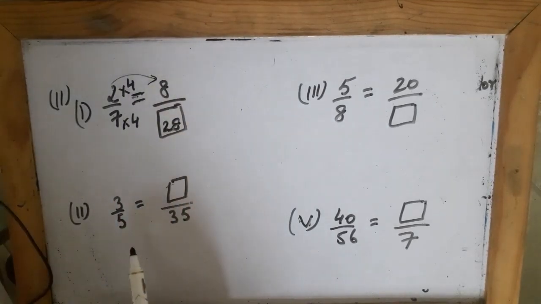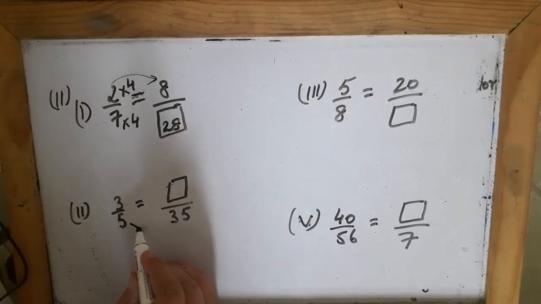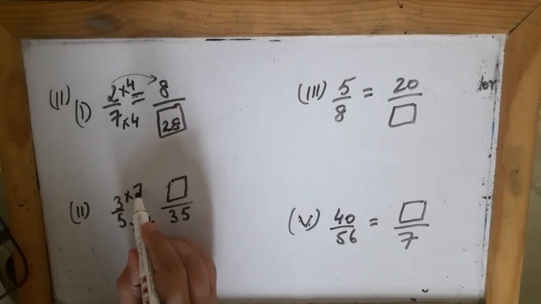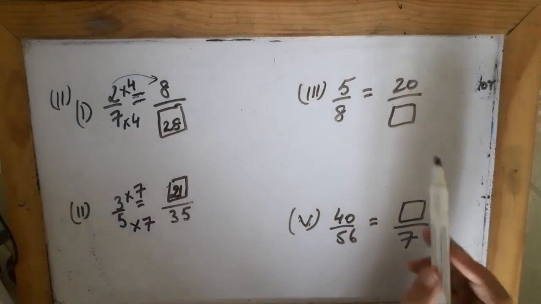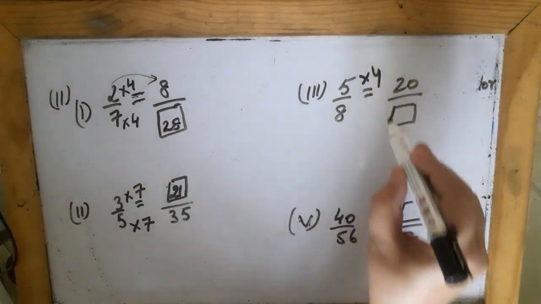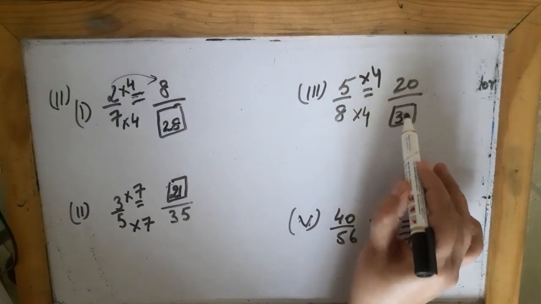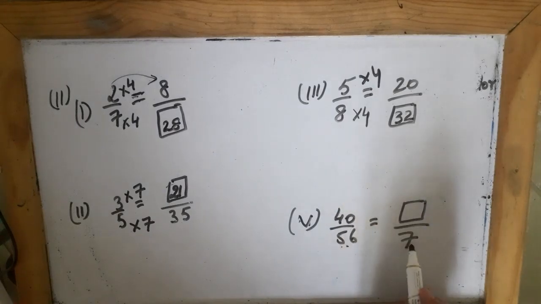Now look at the second example. This new denominator I know, so I will make the relation between them. How has 5 become 35? 5 multiplied by 7 is 35. It means this 3 also I'll multiply with 7. 3 7s are 21. Now how has this 5 become 20? 5 4s are 20. So 8 also I'll multiply with 4. 8 4s are 32.